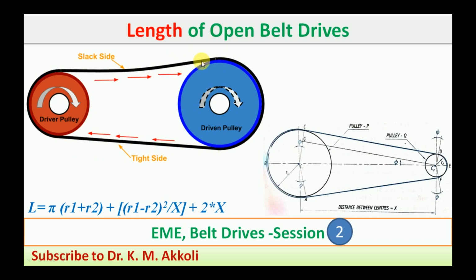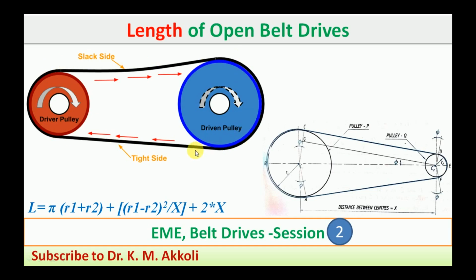This total length should be a proper length. Otherwise, if it is too loose, with more length, then it may slip over the pulleys. If the length is less, if it is tightly wrapped over the pulleys, then the belt may break or there may be more friction. And for that, the belt length should be proper.